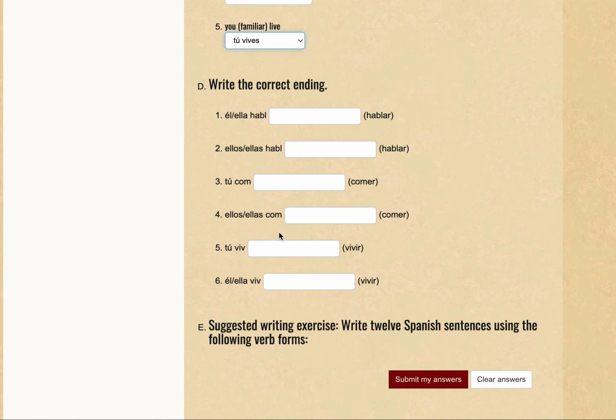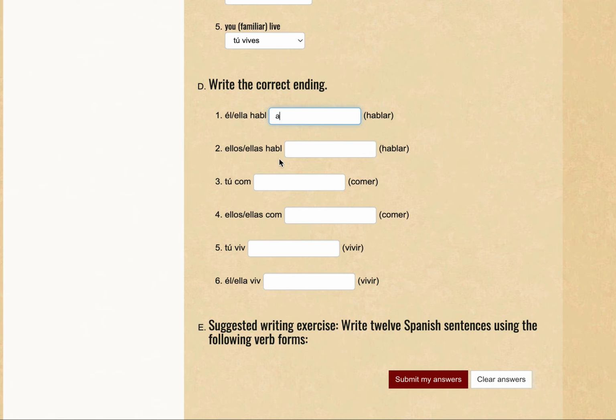Alright, the next one. Write the correct ending. Él, ella. Alright, let's just take a moment to remember the rule for this. Él, ella habla. So from what you remember, it's very standard and simple. It's either an A or E, right? A for AR verbs, E for ER verbs. So since this is an AR verb, we'll add an A. So it's él or ella habla.